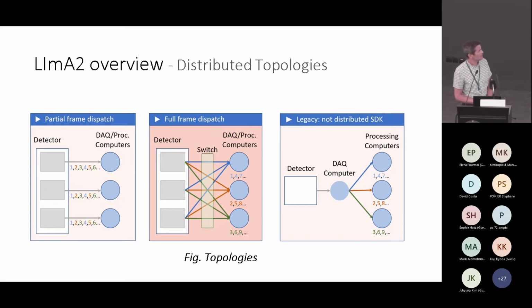Then we have the full frame dispatch, where the detectors implement features that we call round robins. So the detector can send a full frame to multiple data acquisition computers in a sequence. And we can also support another use case where we have, let's say, legacy detectors, but we want to distribute only the processing part. This is the third case on the right.